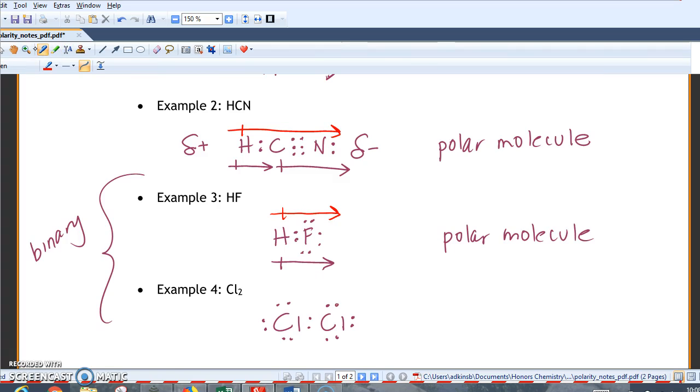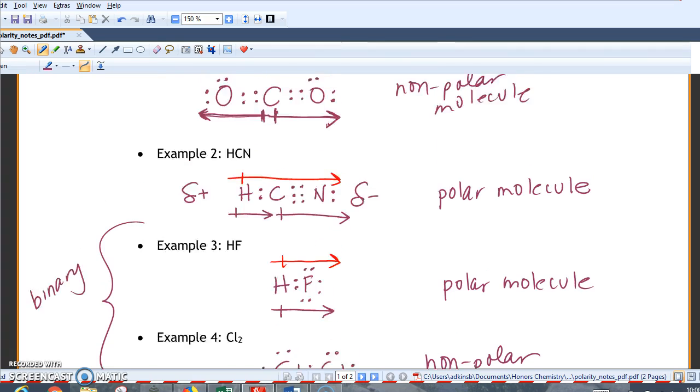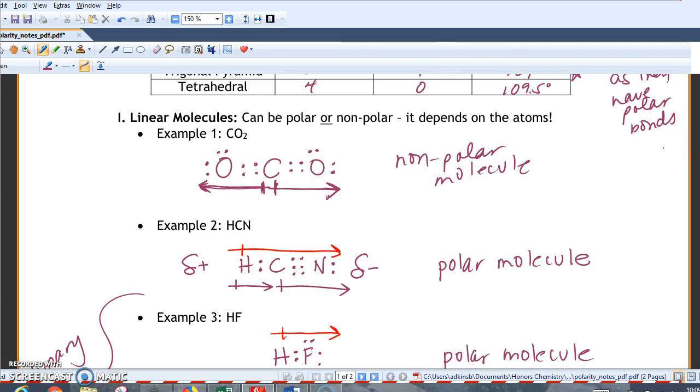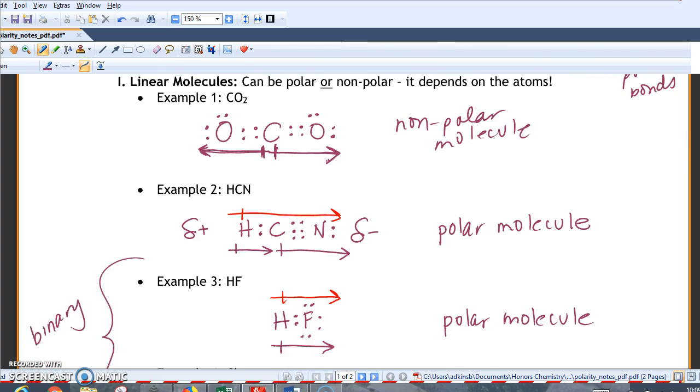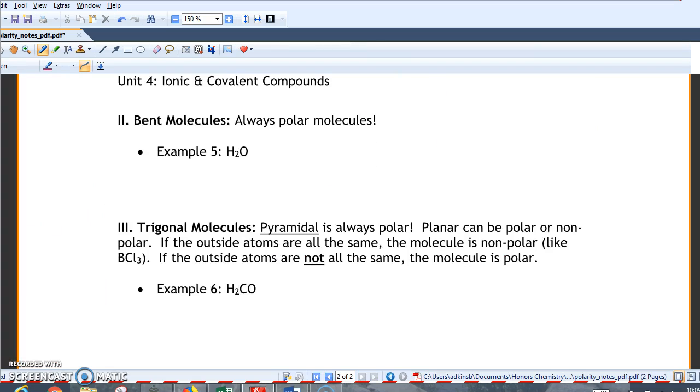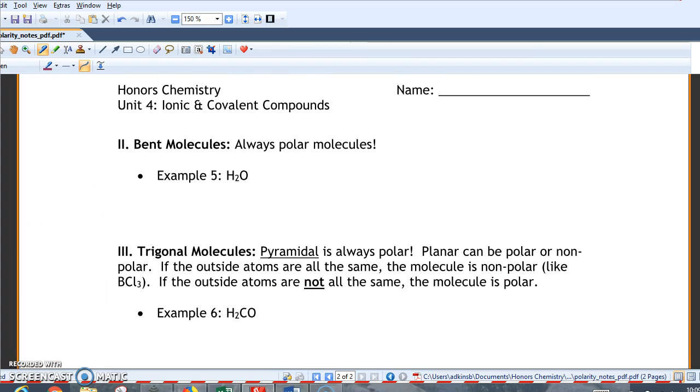In the case of Cl2, if we did the electronegativity difference, right, you'd have its value minus itself, so the difference in the EN would be 0. So this is a nonpolar molecule because it contains a nonpolar bond. So that summarizes linear. Basically, it can go either way. You look at symmetry. If it's linear and it's symmetric, it's going to be nonpolar. If it's linear and it's asymmetric, it's going to be polar.